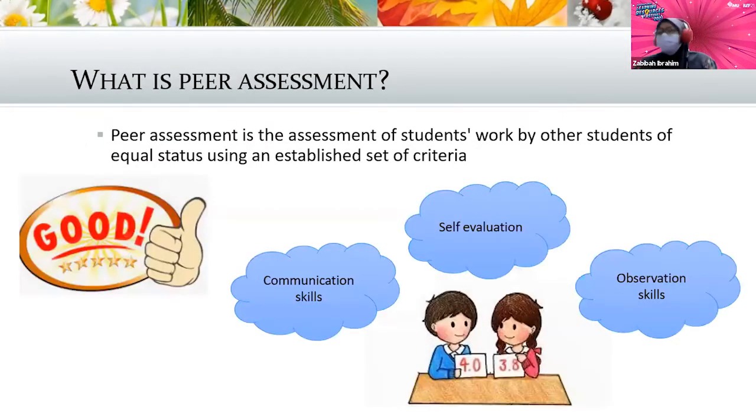So what is peer assessment? Peer assessment is the assessment of student work by other students, using established criteria defined by the lecturer or teacher. Using peer assessment, students are expected to increase their communication skills in delivering feedback, do self-evaluation, and also increase their observation skills when assessing their colleagues' work.